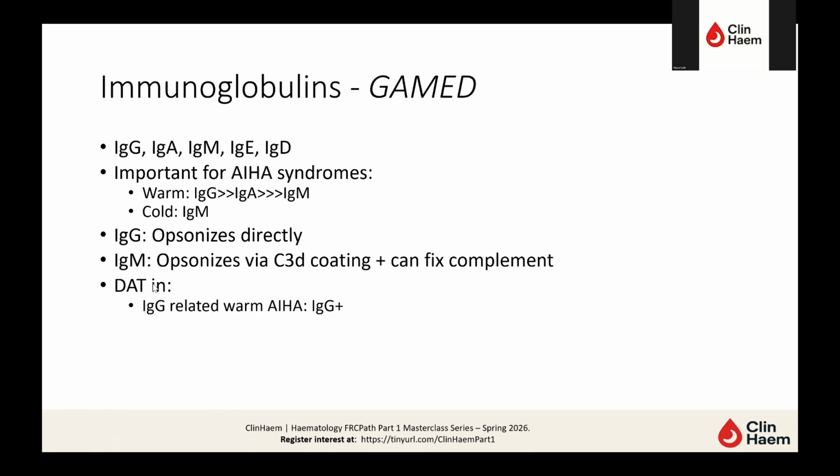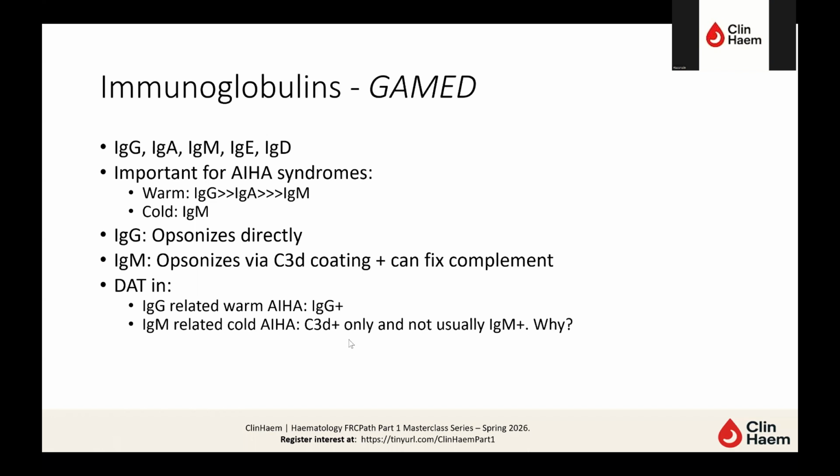Now, IgGs are predominantly warm. By warm, I mean they are active at warm temperature, body temperature. And IgM are cold antibodies because they are active predominantly at cold temperatures. So IgG related warm AIHA is of course going to be positive when you check with that reagent that has got anti-IgG properties. So that would be positive for anti-IgG in warm AIHA.